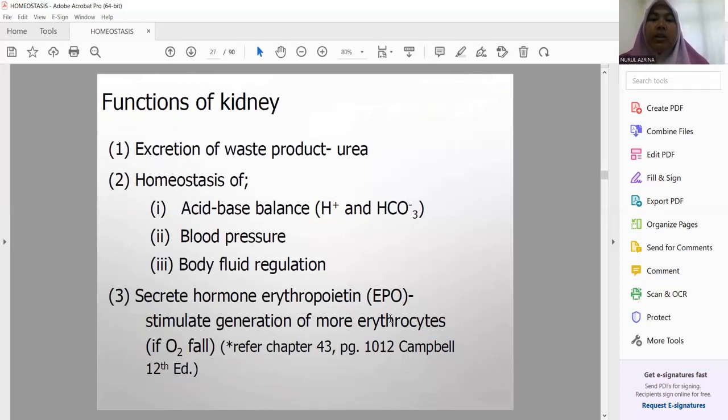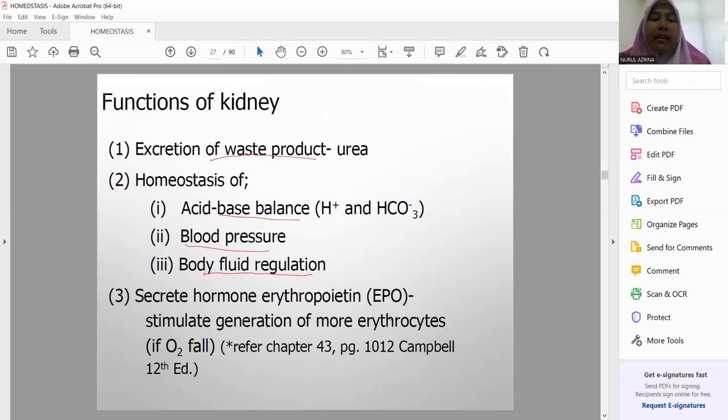Okay, right. So what are the functions of the kidneys? The functions of the kidney are to excrete waste products like urea, to balance the acid base, the hydrogen ion and bicarbonate ion, and to maintain blood pressure. So the kidney is very important in maintaining our blood pressure and also maintaining the body fluids.